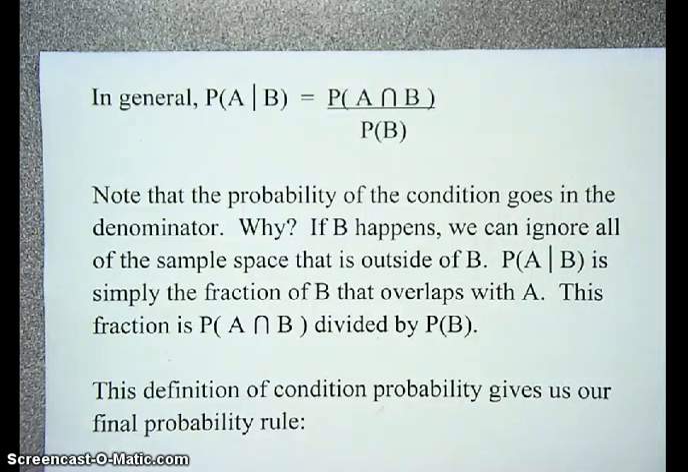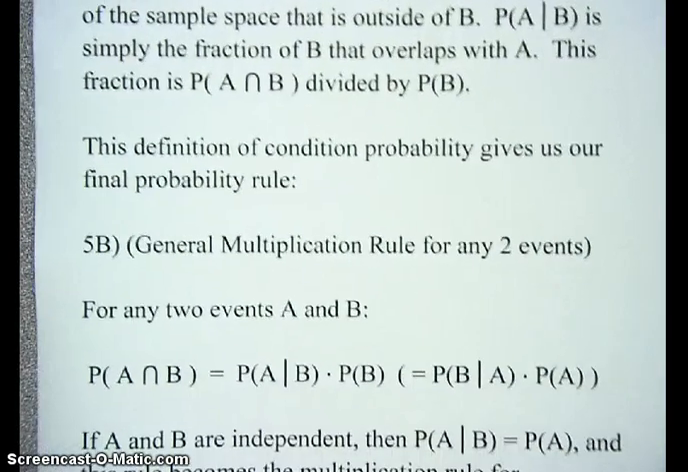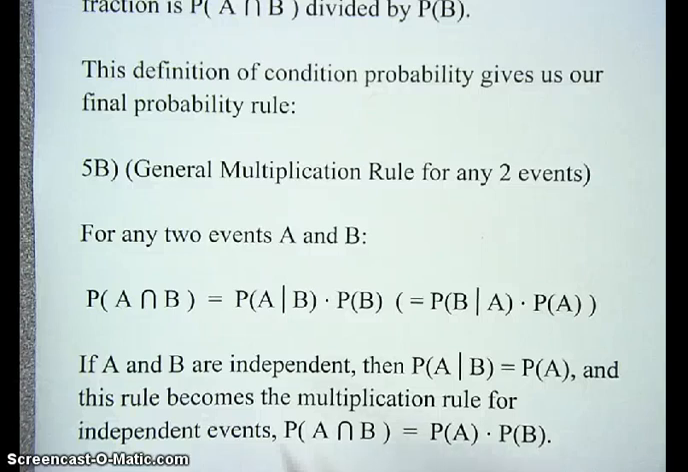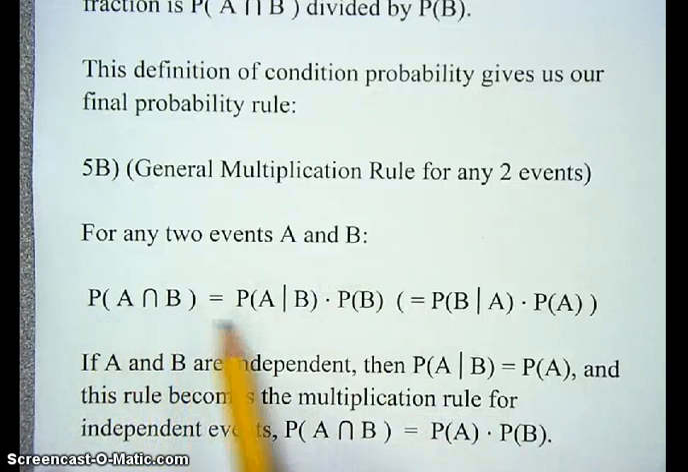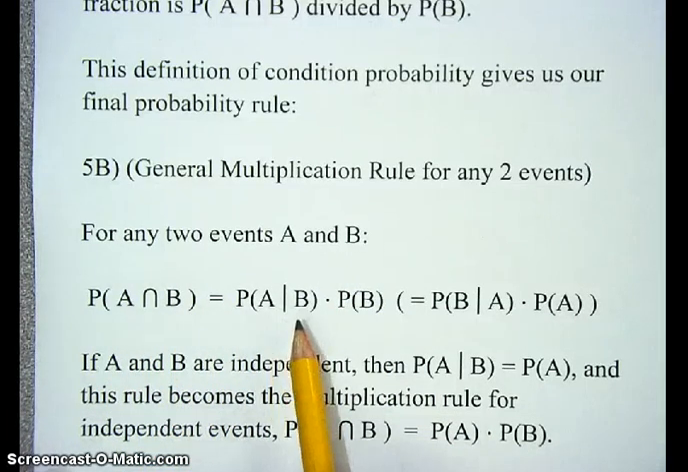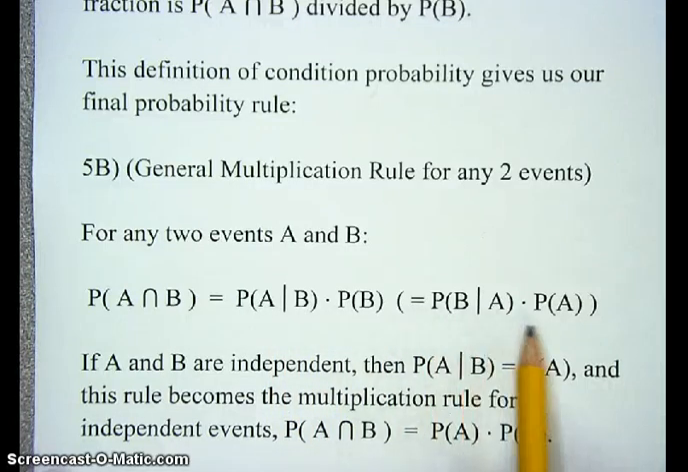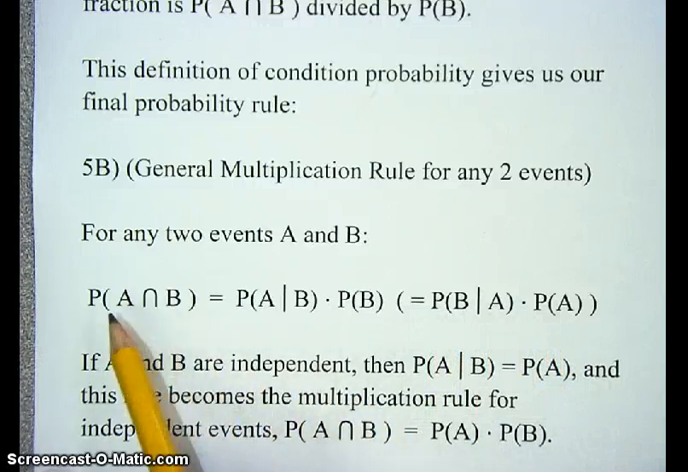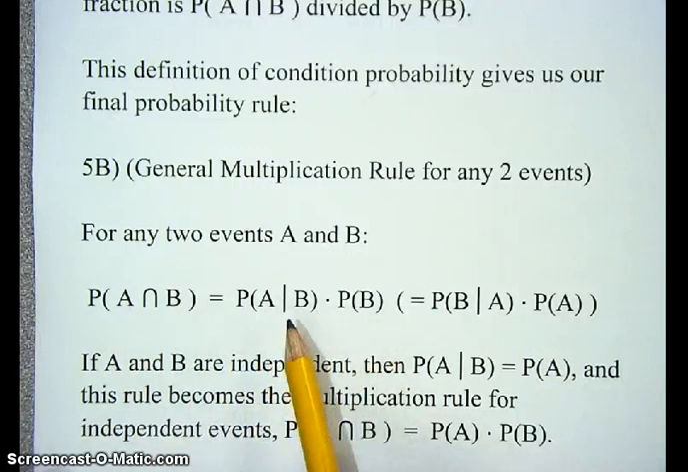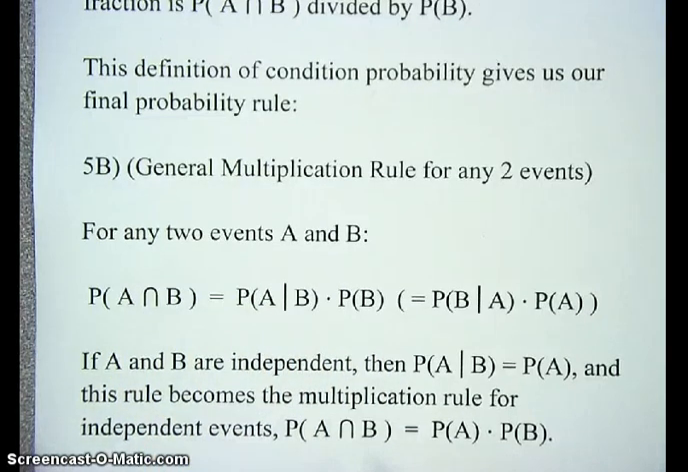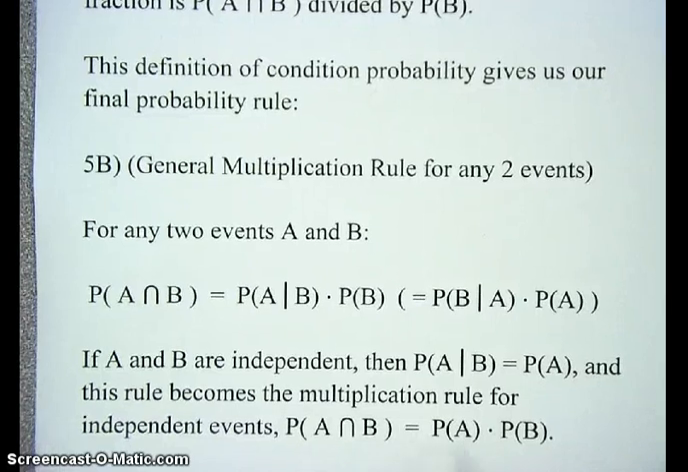Now the nice thing about this definition of conditional probability is you can rearrange it and get another probability rule, which is our general multiplication rule for any two events. For any two events A and B, the probability of A and B equals the probability of A given B times the probability of B. Equivalently, it's the probability of B given A times the probability of A. But if you look at this part of the rule right here, if A and B are independent, this expression would be equal to the probability of A, and this would just collapse down to the simple multiplication rule for independent events, the one we looked at previously.